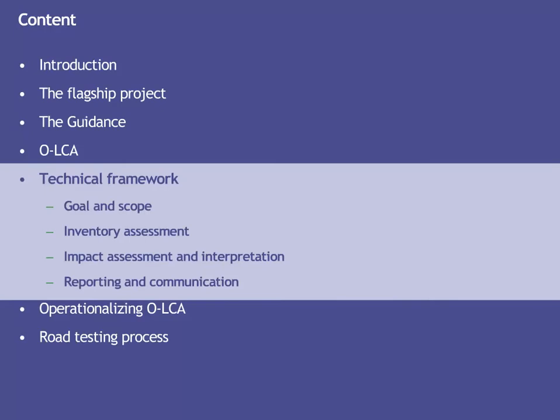In this part of the presentation, I will more or less follow the 4 steps of an LCA, because organizational LCA follows the same 4 steps: first goal and scope, inventory assessment, and then impact assessment and interpretation. The main differences between product LCA and organizational LCA were found at goal and scope, inventory assessment, and impact assessment, and this is why I will mostly focus on these parts.